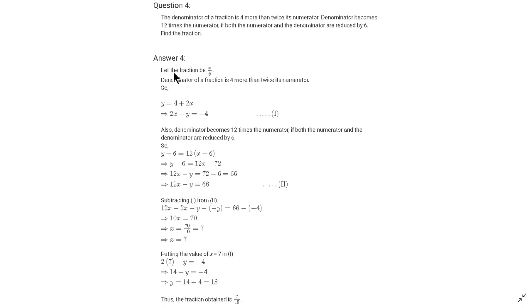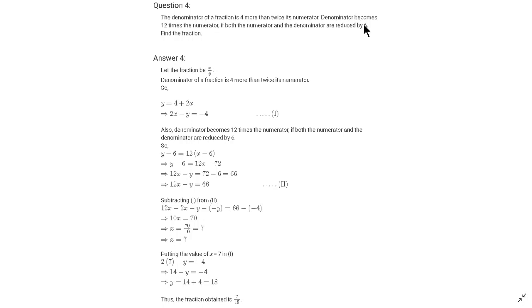So we will assume here the fraction is x over y, means the denominator is y and the numerator is x. So the first condition is the denominator of a fraction is 4 more than its numerator. What is the denominator in this fraction? y. We are assuming x over y is the fraction, then y is the denominator. The denominator of the fraction is 4 more, 4 more means 4 plus, and twice the numerator, 2x. This is the first condition.